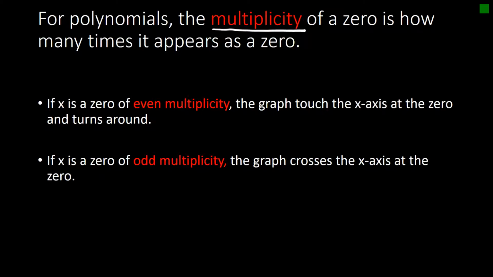If x is a zero with even multiplicity, then the graph is going to touch the x-axis at that zero and it's going to turn around. If x is a zero of odd multiplicity, then the graph is going to cross the x-axis at that zero. So let's look at a couple of examples. Let's find the multiplicity of the polynomials and let's talk about what happens at those zeros.